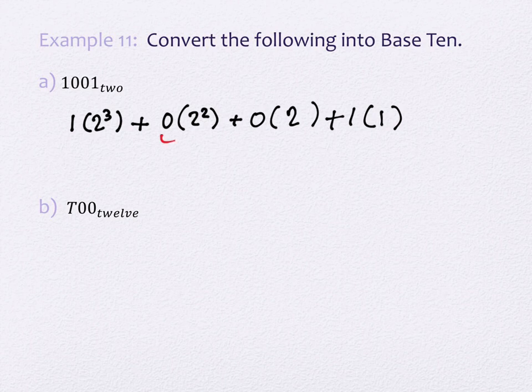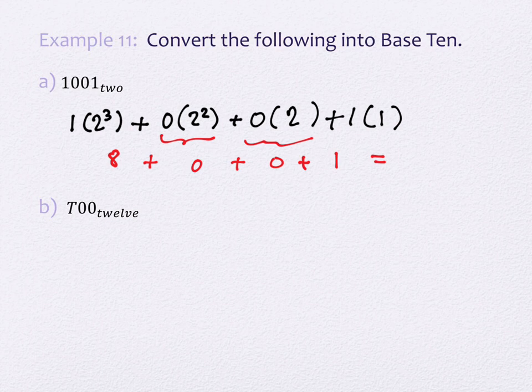Now some of these are not very exciting, admittedly. Like this is 0 because I'm multiplying by 0, and this one is also 0. Those are very unexciting values. What is 2 cubed? 8. 2 cubed is 8, and then 8 times the one in front of it would be an 8. And on the end, 1 times 1 would be 1.